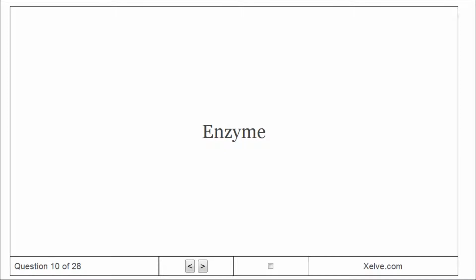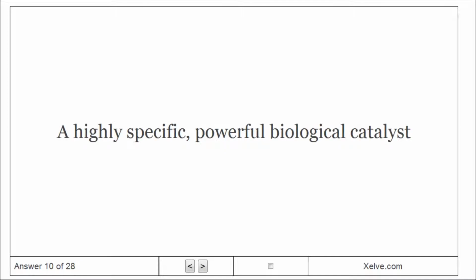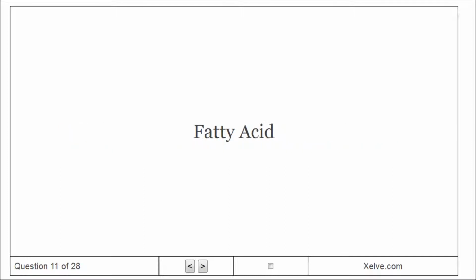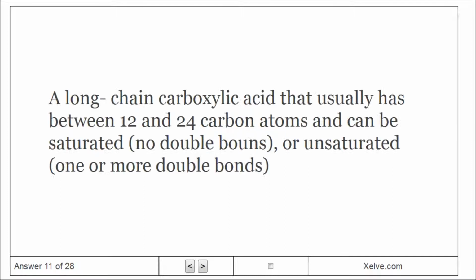Enzyme. A highly specific, powerful biological catalyst. Fatty acid. A long-chain carboxylic acid that usually has between 12 and 24 carbon atoms and can be saturated or unsaturated.